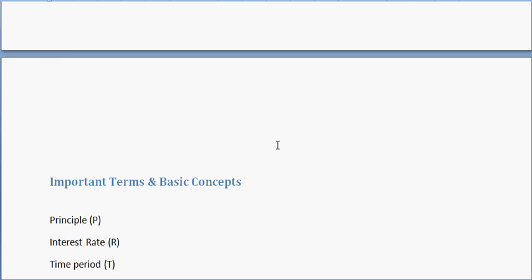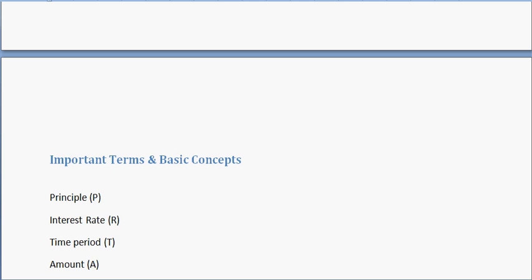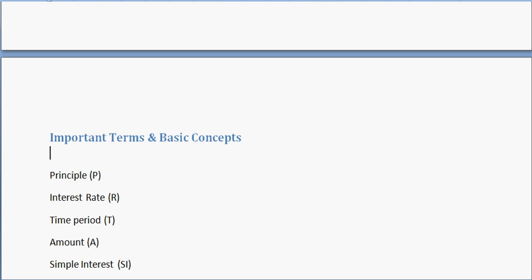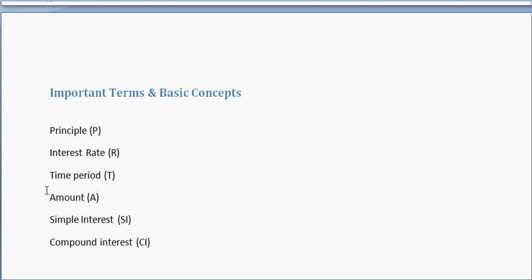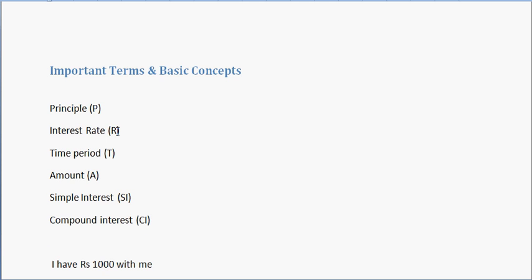There are a few terms which you would find in these questions. The first term is principal, second is interest rate, third is the time period, fourth is amount, then there is simple interest, then there is compound interest. You would find many of these terms in almost all of the questions. So what is principal? Let's go to a question and understand it.